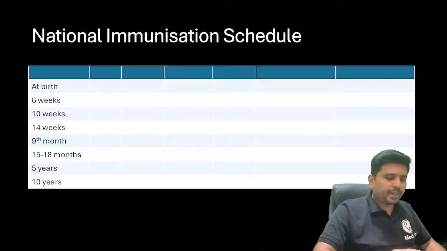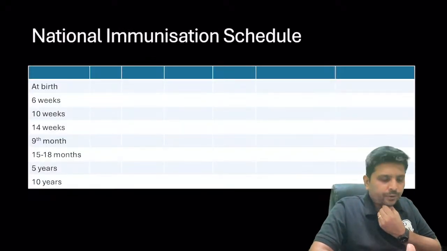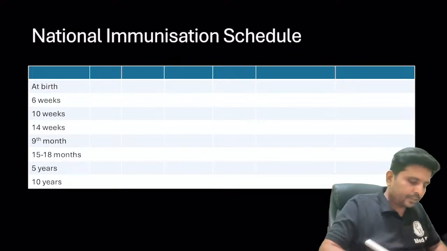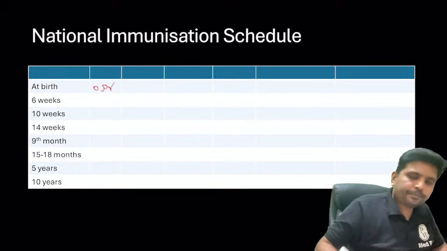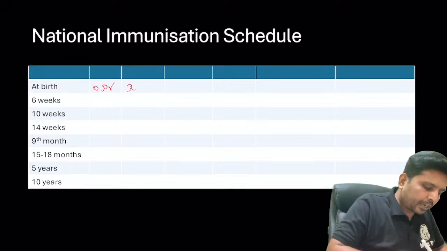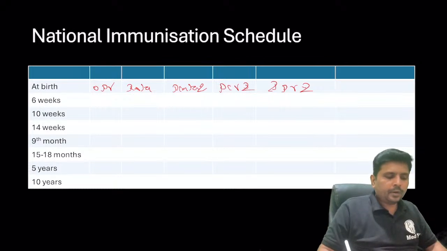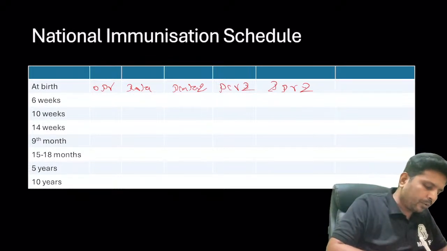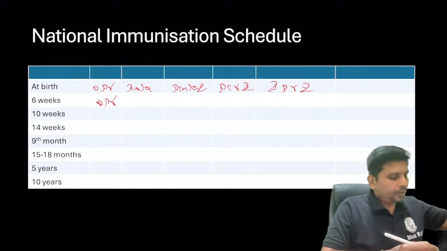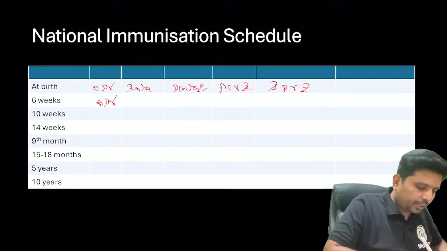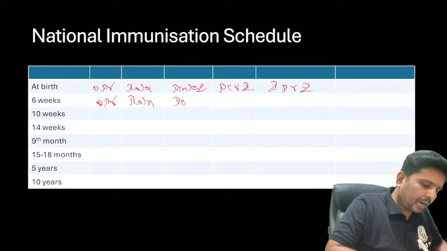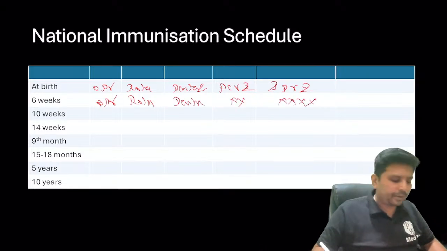So finally, national immunization schedule. At birth, you will give OPV. You give rotavirus 1, penta 1, PCV 1, IPV 1. At 6 weeks, you give OPV, rota, penta. But PCV is not given, IPV is not given.